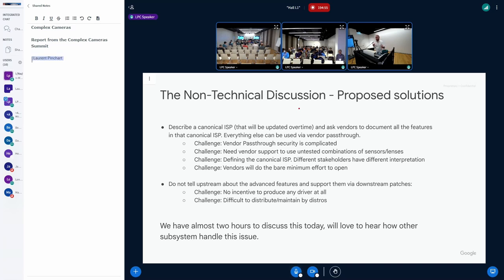And then the challenge there is that if we tell the vendor they have to support a downstream driver, they will most likely only have a downstream driver, and they will not give us a driver for the canonical camera. And having a downstream driver is very difficult for distros to maintain, because it's an out of tree patch. Everybody that has been dealing with out of tree drivers knows how complicated that is.